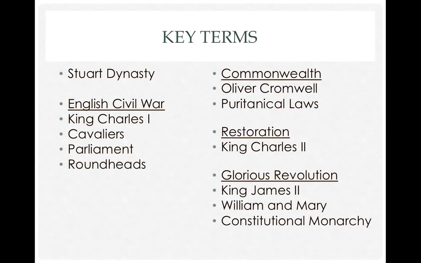Your key terms for today, we have a new dynasty, the Stuart dynasty. We're going to see a civil war. We have several new monarchs, as well as a new military leader, Oliver Cromwell, who also serves as the leader of the country for a while. We have King Charles II, King Charles I, we have King James II, William and Mary. We have lots of people that you should know about, and actually there's a few more you'll see as we go through the notes.